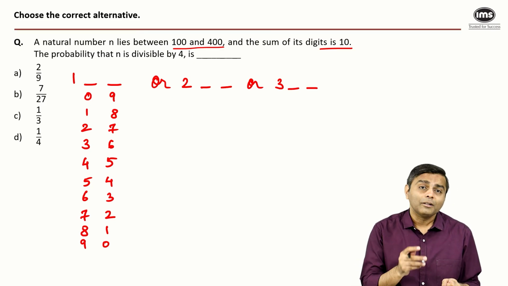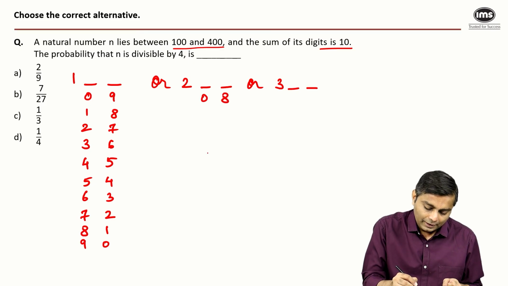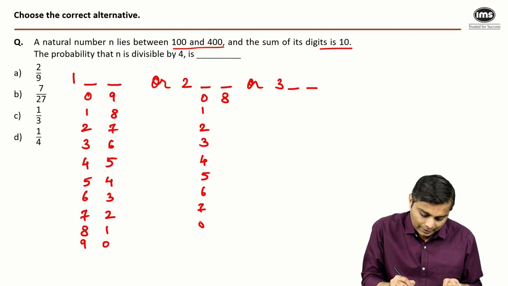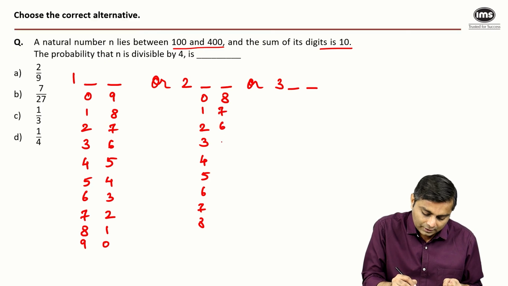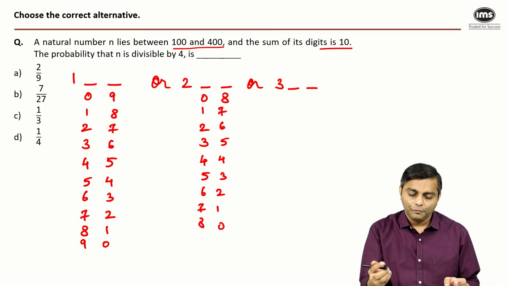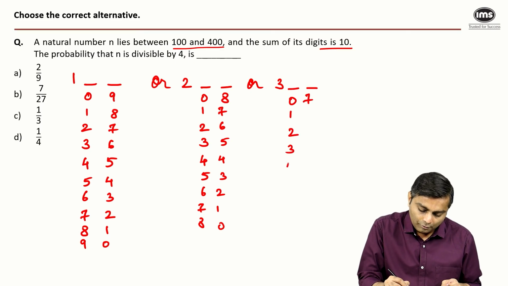Moving on to the second one, the hundreds place is 2, which means the other 2 digits have to add up to 8, which means we are going to start with 0, 8. Correct? So I'm just going to quickly say 0, 1, 2, 3, 4, 5, 6, 7, and 8. This guy is going to go from 7, 6, 5, 4, 3, 2, 1, and 0. Moving on to the third one, hundreds digit is 3, other 2 have to add up to 7. So we start with 0, 7. So 1, 2, 3, 4, 5, 6, and 7. 6, 5, 4, 3, 2, 1, and 0.